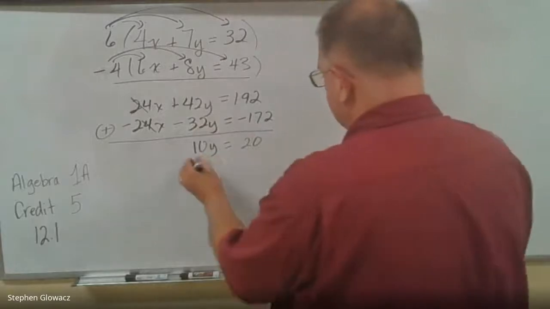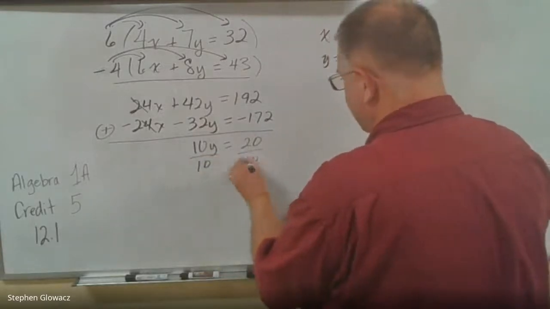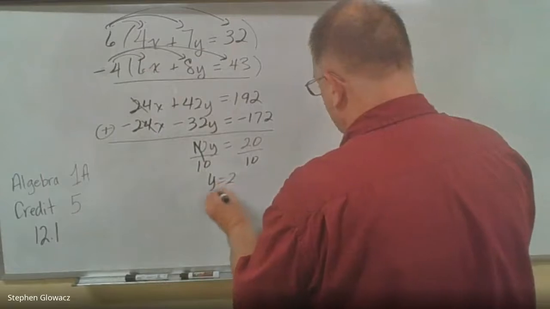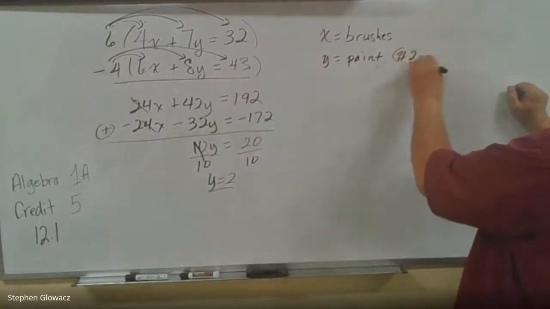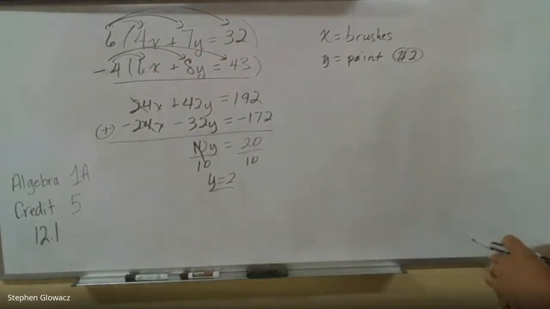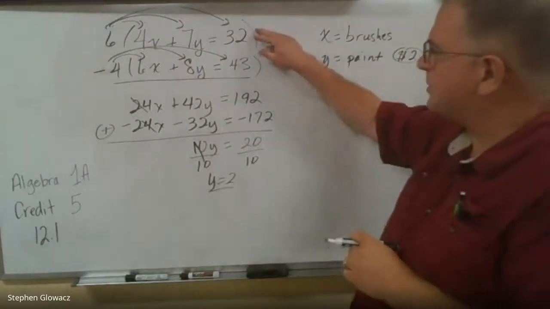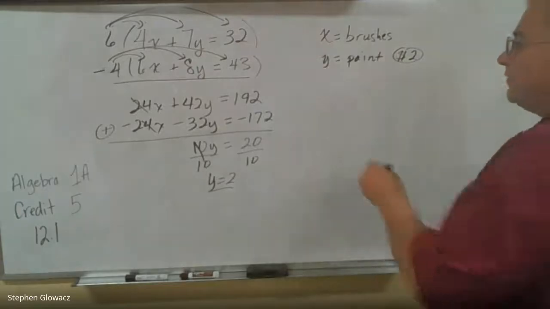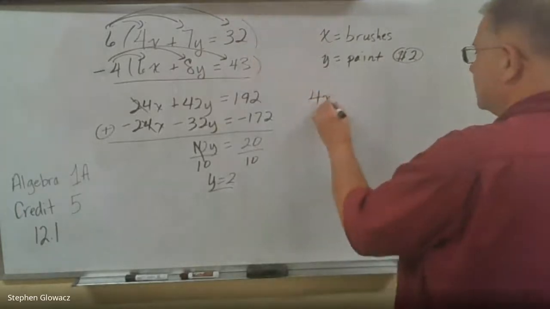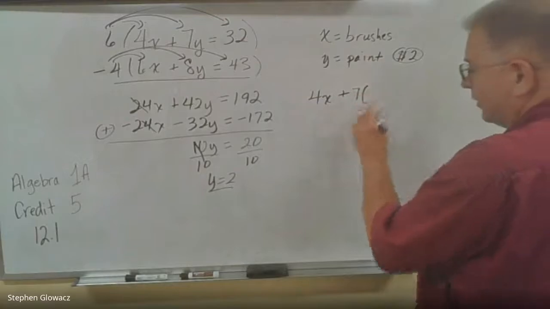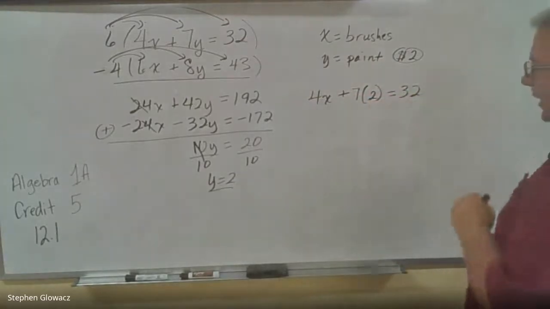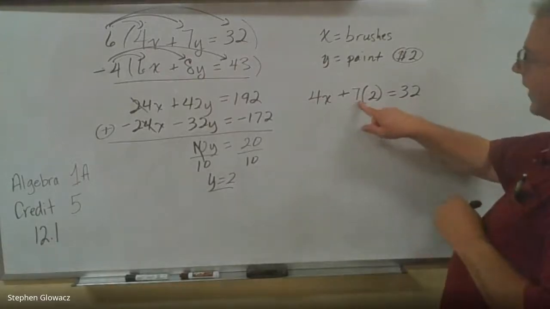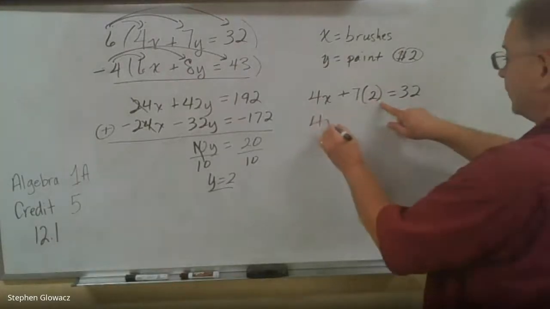Y is being multiplied by 10, so we divide by 10. And then we found out Y is 2. So that tells us the tubes of paint cost $2 each. Now for the brushes, we can use either equation. I'm going to use the first one. We've got 4X plus 7Y, but we know Y is 2, equals 32. So we've got a little simplifying to do first. 7 times 2 is 14.